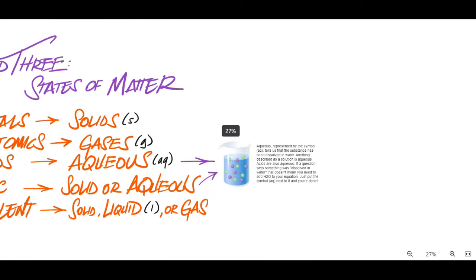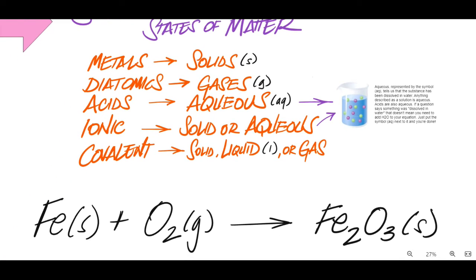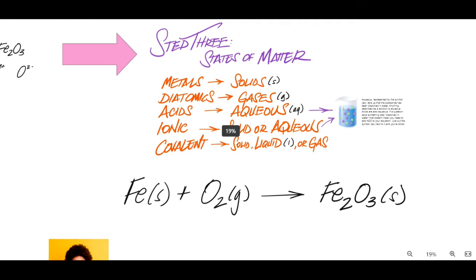Okay, so what were the states of matter in our chemical equation? Well, iron was a solid, oxygen was a gas, and this ionic compound, iron oxide, is also going to be a solid because, of course, we didn't dissolve it in water or anything like that.